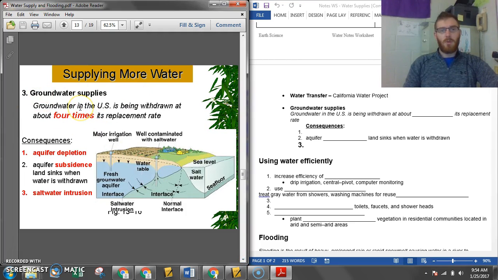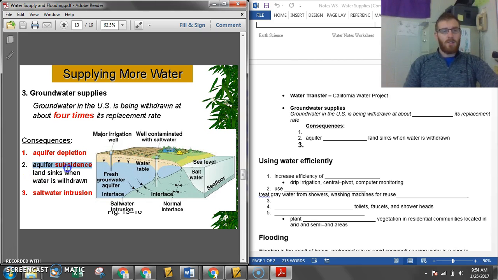Groundwater supplies. Groundwater in the U.S. is being withdrawn at a rate of 4 times faster than it's being replaced. Okay, here's some consequences of that. We can deplete aquifers. I just talked about the Ogallala Aquifer, which is being depleted by the West.